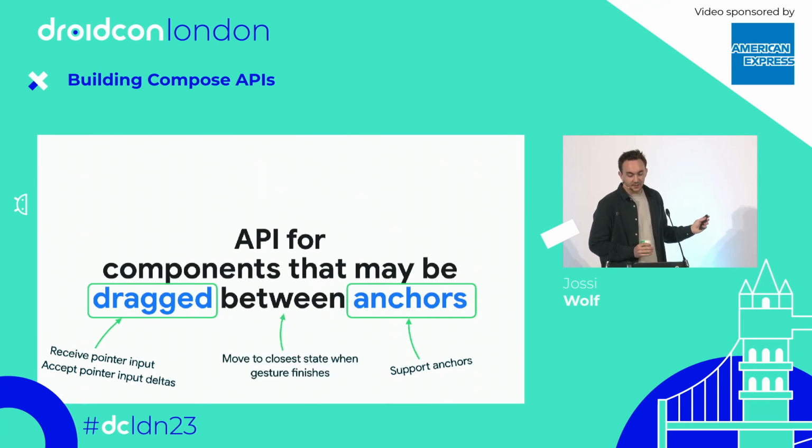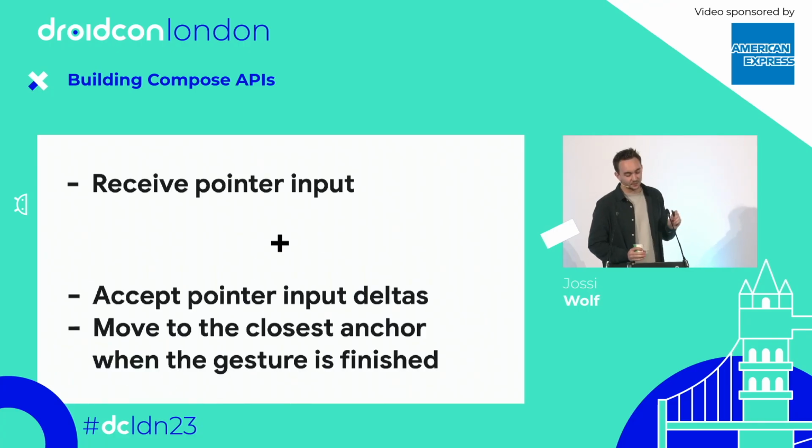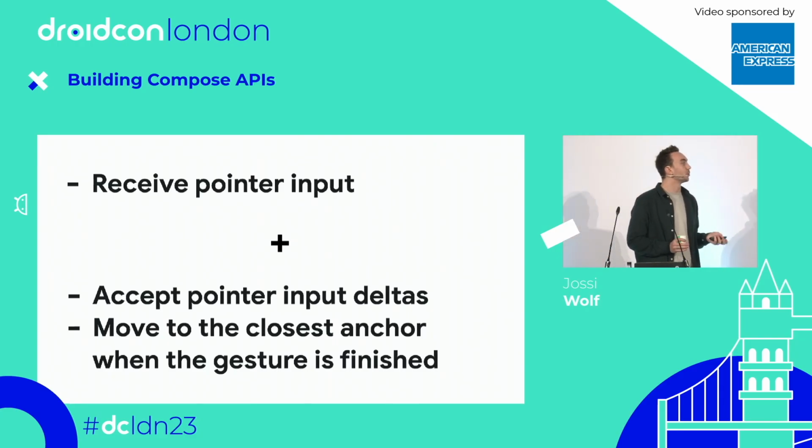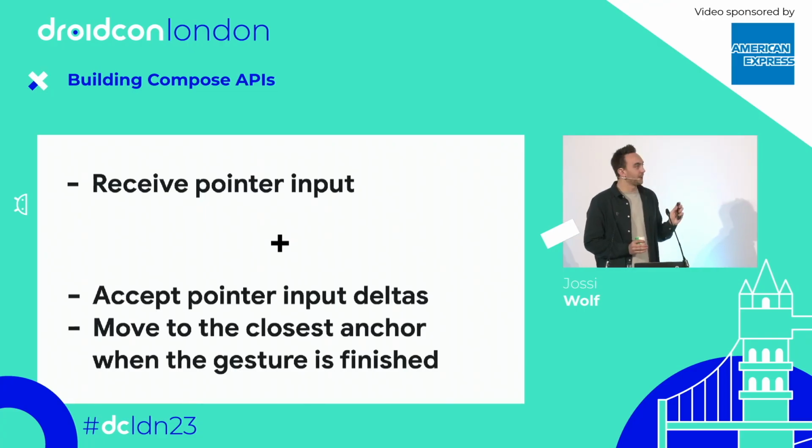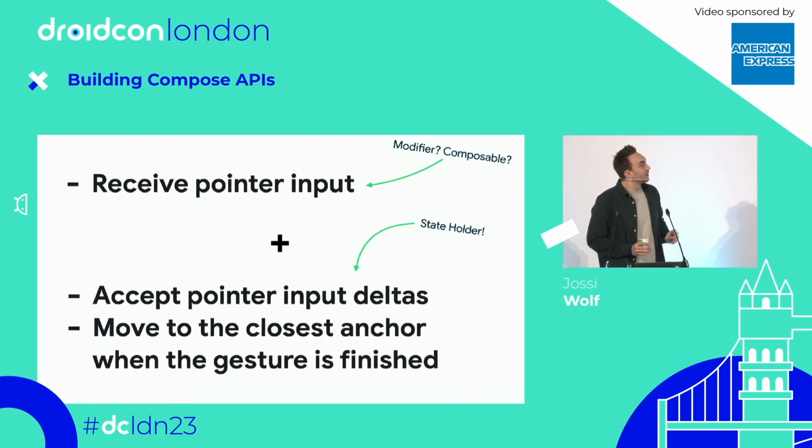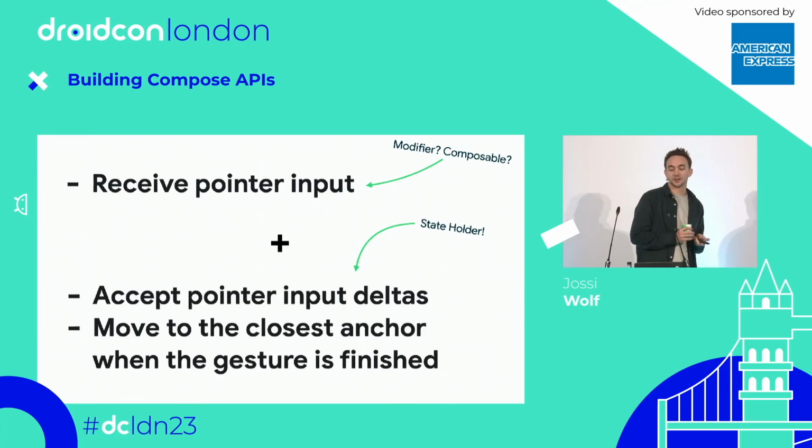So the question is always then, how do you even build this? What should the API look like? So we've broken this down. We have receiving pointer input and accepting pointer input deltas and moving to the closest anchor when the gesture is finished. Now, why this? Well, these are broken down by how we can actually implement this.